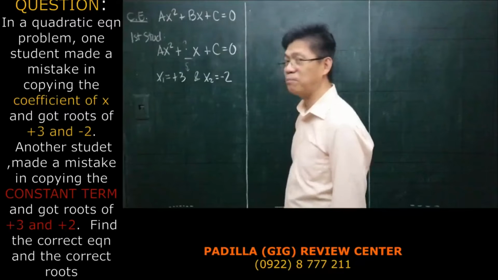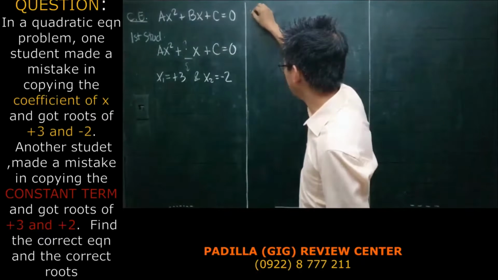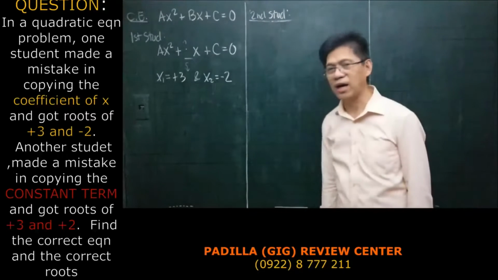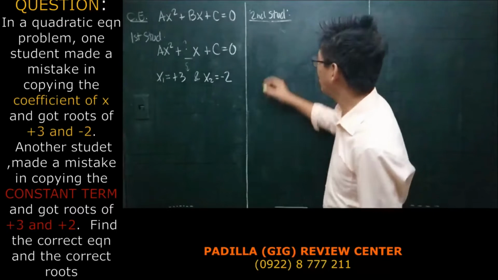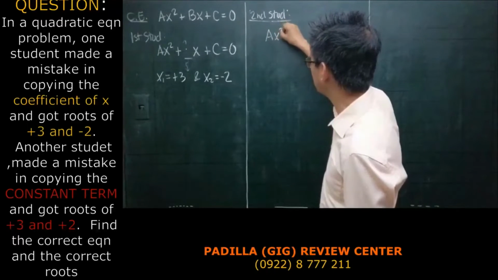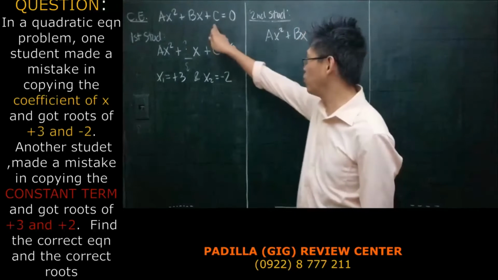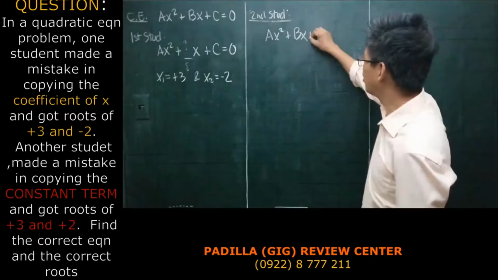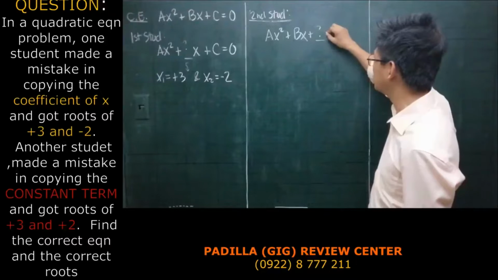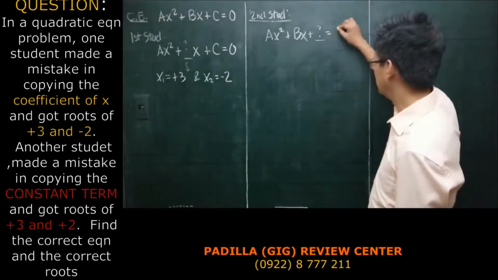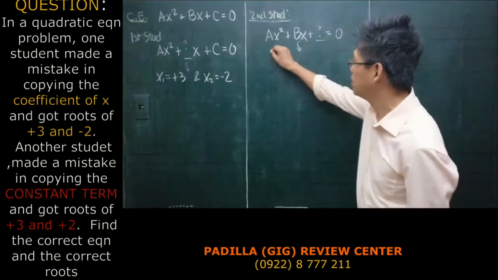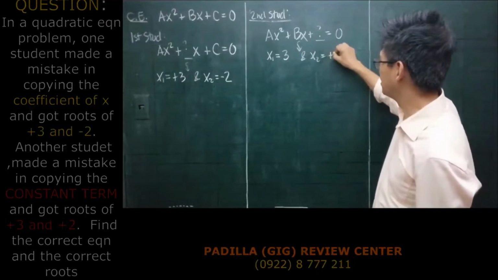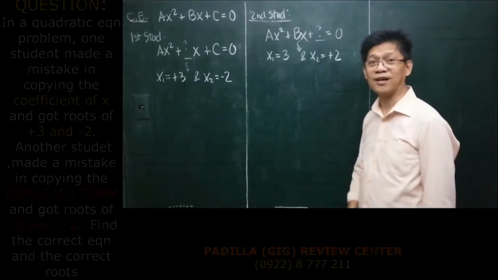Okay. Now let us have the second student. This time, the second student made a mistake in copying the constant. So, he copied the equation ax squared plus bx, but when he copied C, he made a mistake. Perhaps he misread it. So, he used here a number other than that of the original equation. So, he solved this equation just the same, and he found the roots to be plus 3 and plus 2. We want the correct equation.